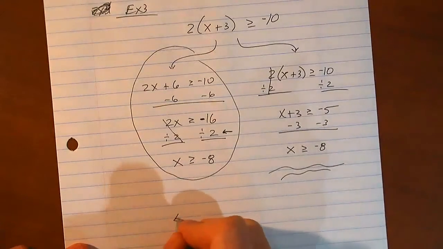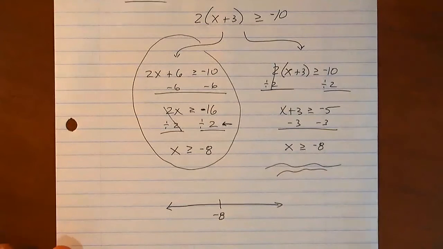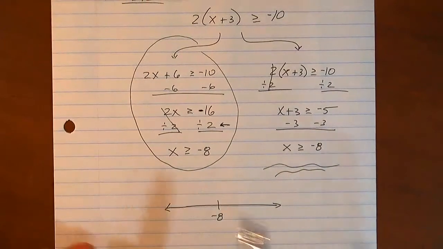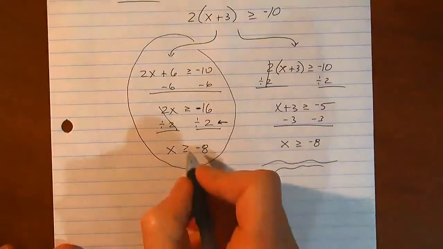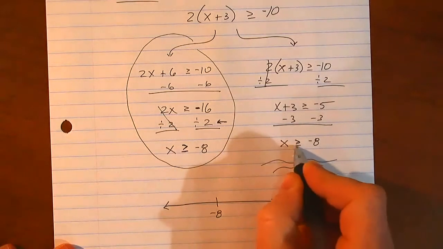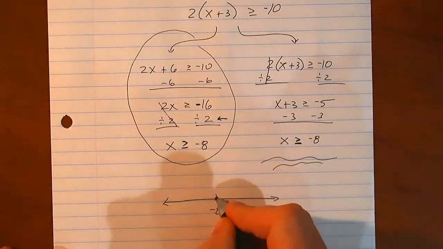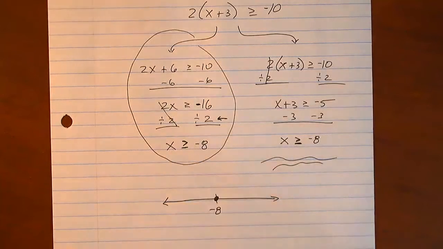So on my graph, I need to find negative 8. Okay? Now, negative 8 represents my boundary. So I'm either going to put a dot there or I'm going to put an open circle, one or the other. How do I know which? Well, the fact that this is greater than or equal, the equal tells me that negative 8 works. So I am going to put a dot to show that it works.